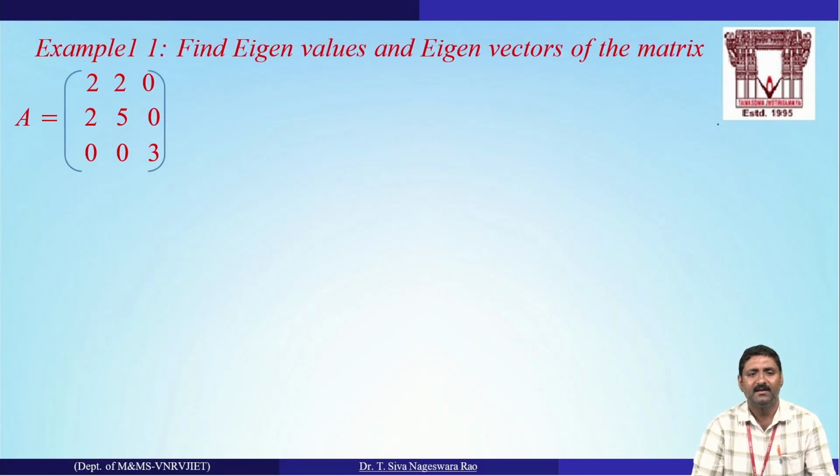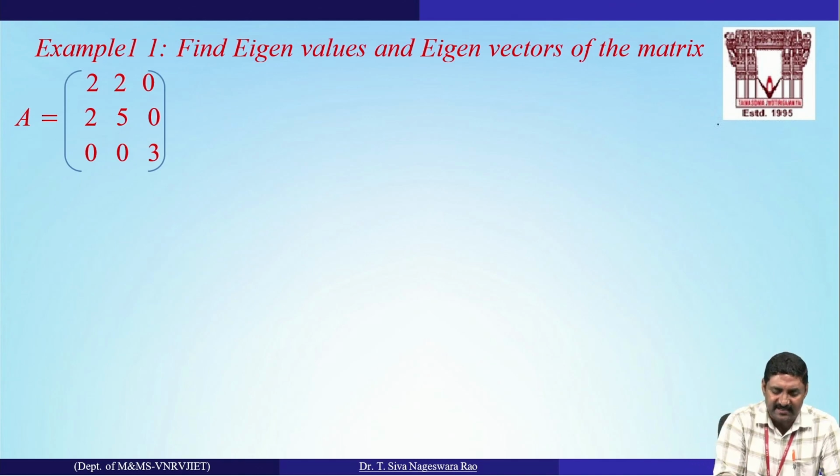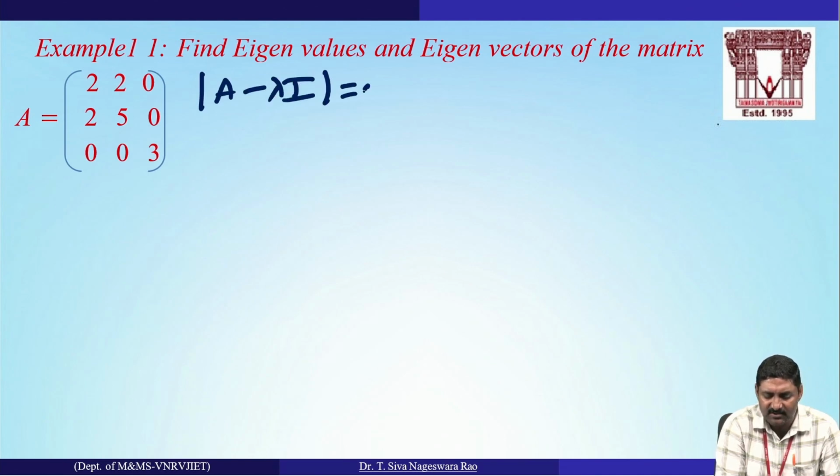Now here I am going to explain how to find eigenvalues and eigenvectors from a given matrix. Given that capital A is equal to [2, 2, 0; 2, 5, 0; 0, 0, 3]. Clearly this is a square matrix of order 3 by 3. Now I am going to find the characteristic equation. What is the definition of the characteristic equation we discussed earlier? The determinant of the characteristic matrix equal to 0 is called the characteristic equation. So I am going to take the determinant of A minus lambda I is equal to 0.